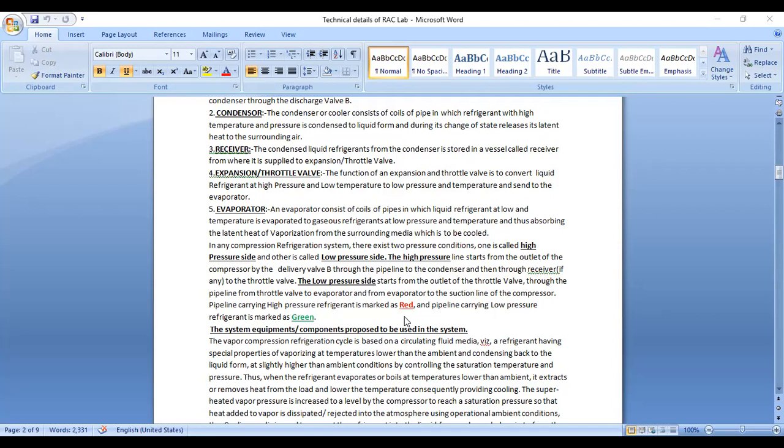Here, the high pressure side, which means the transmission line starting from the compressor and going through the condenser to the inlet of the throttle valve, is marked as red. And the pipeline in the low pressure side, starting from the expander itself, going through the evaporator and reaching the inlet of the compressor, is marked as green itself.